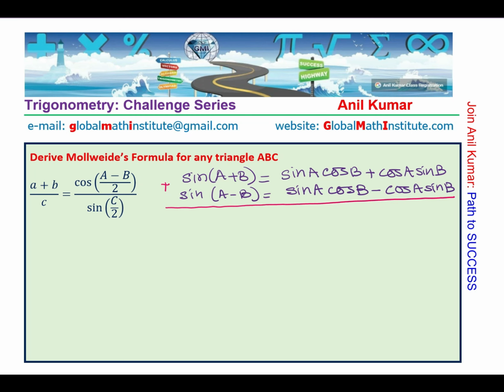in that case, what do we get? We actually get sine of A plus B plus sine of A minus B equals, these terms cancel when you add, and so you get 2 sine A cos B.